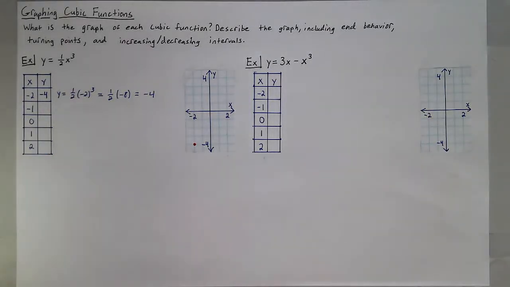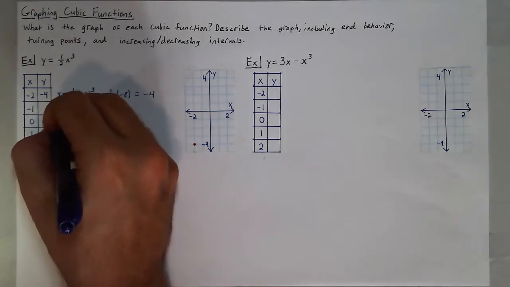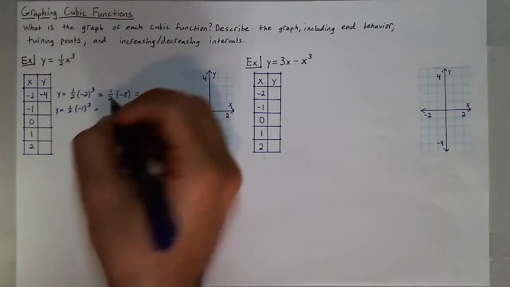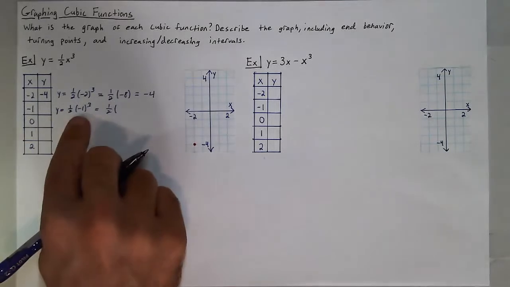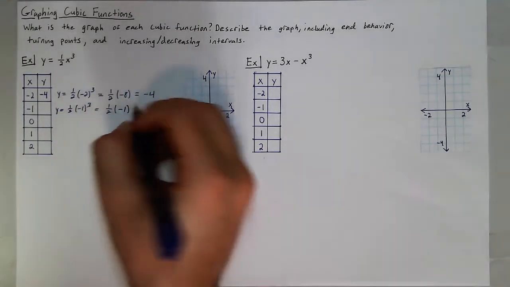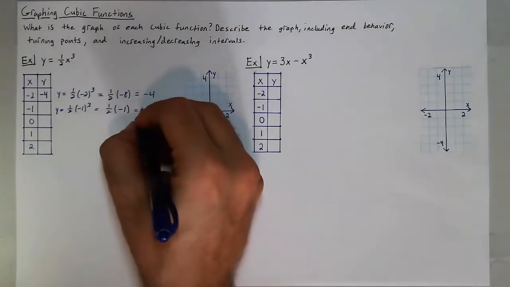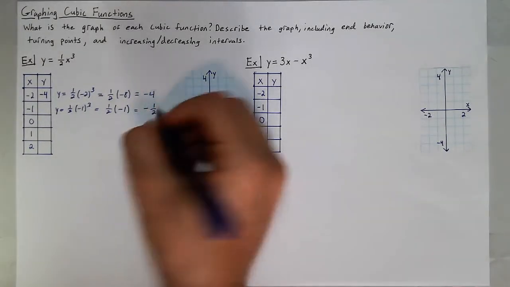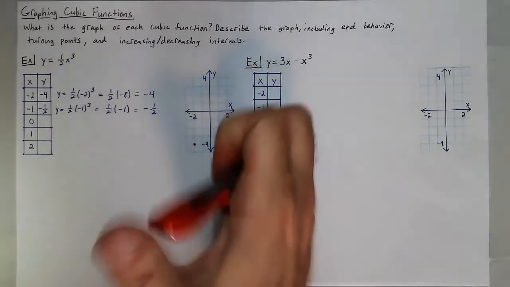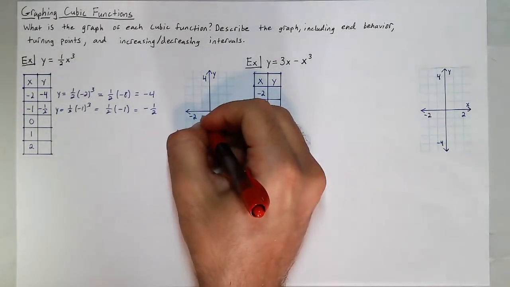Now next up I'm going to plug in -1. So y is equal to 1 half of -1 cubed, which means 1 half of -1 times -1 times -1. 3 negatives is still a negative, so I get -1. And then half of -1 is -1 half. So I have another point at -1, -1 half.